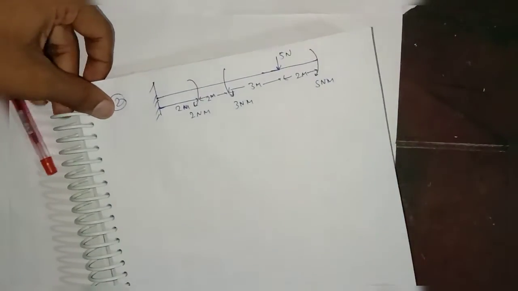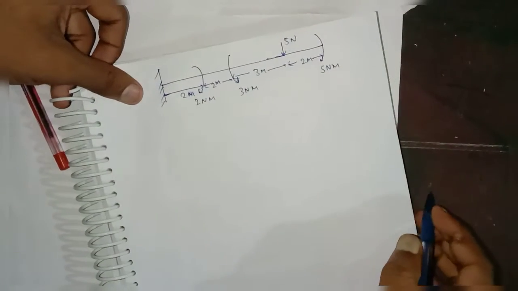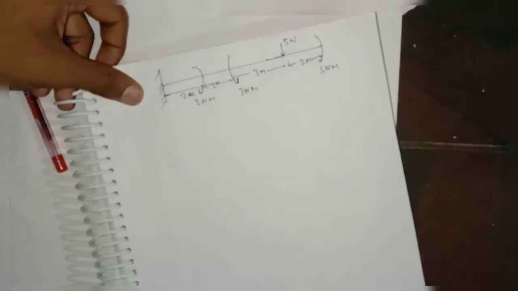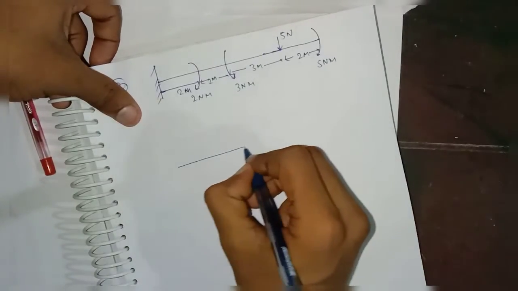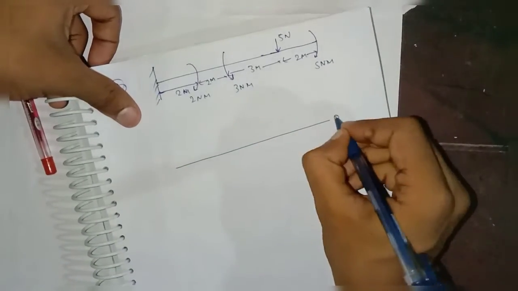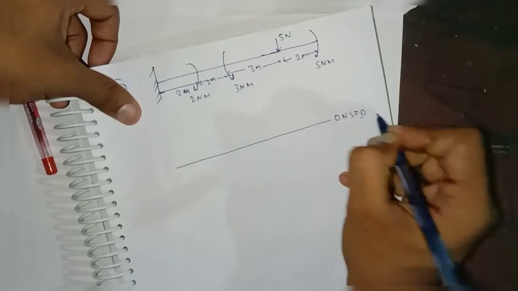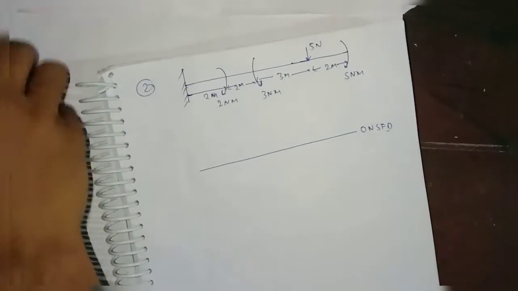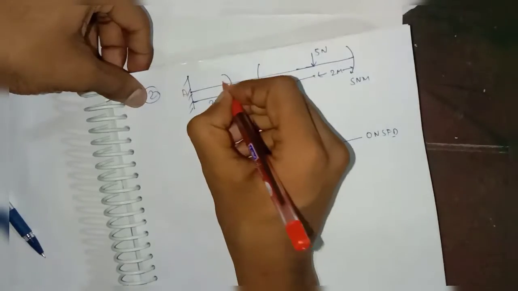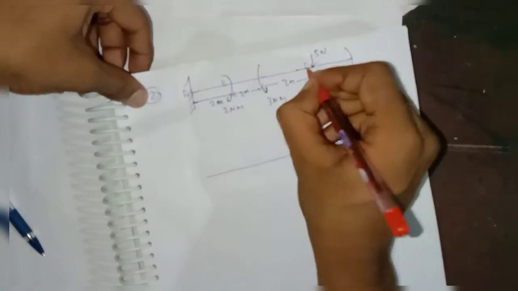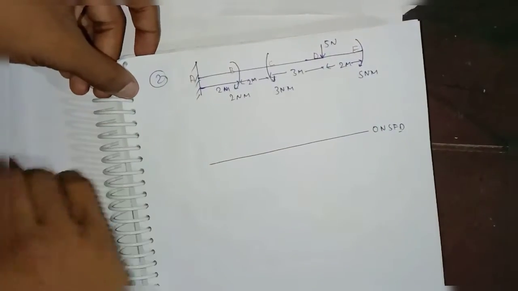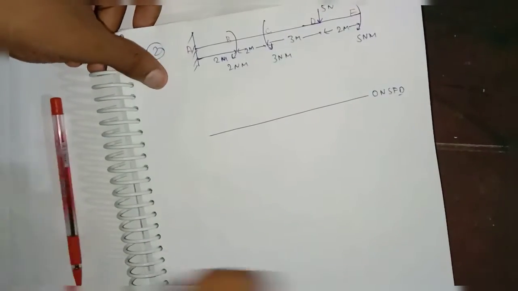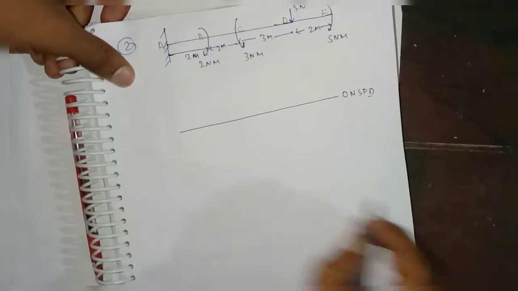Okay, yeah. So for this, how to draw SFD and BMD? Actually it is very simple. So let's see. First we'll start with SFD. So this is 0 Newton SFD. Okay, yeah. So first name it. Suppose this is A, B, C, D, E. Okay, yeah. So for this, how to solve? First start with SFD. So see, SFD I will start here.